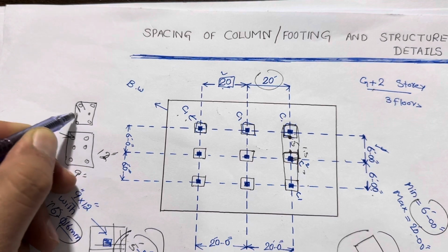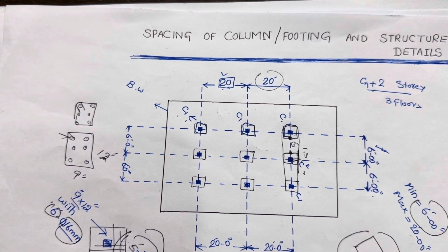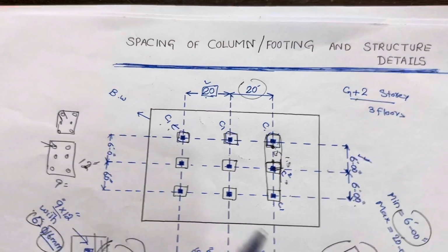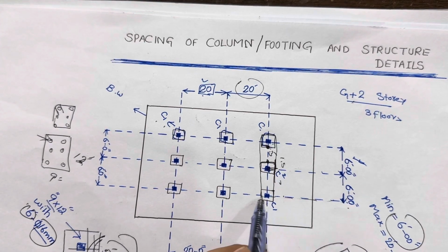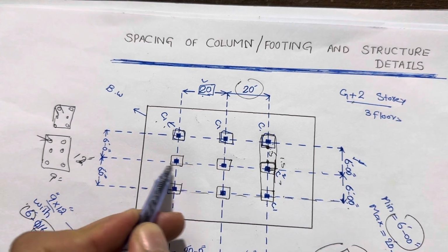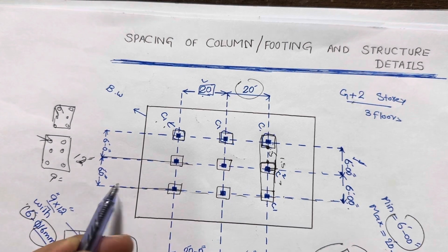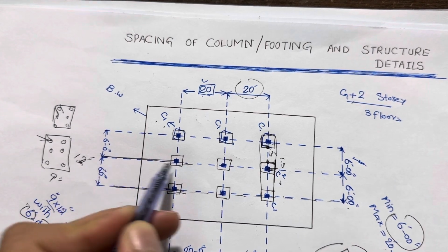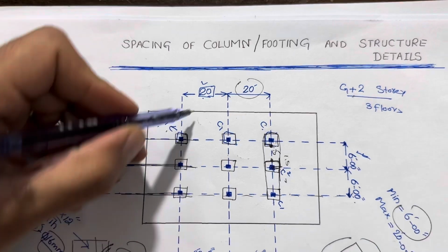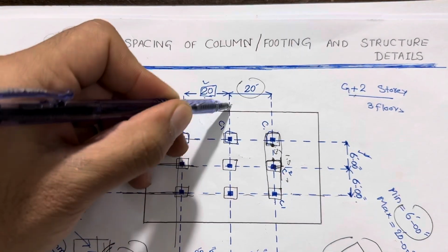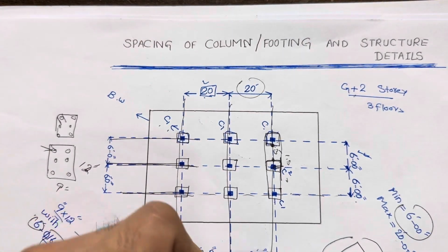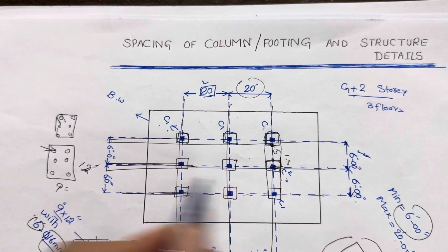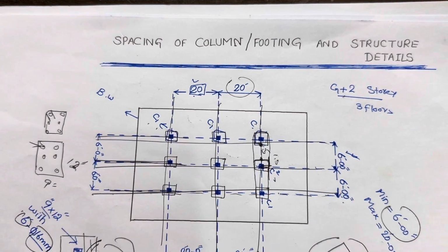You can see here, guys, the span from one column to the other should be taken from its center line, not from one edge to the other edge. So this is the center line method. Also you can see it in both directions. So this is a great way, you can see, for G plus 2 story.